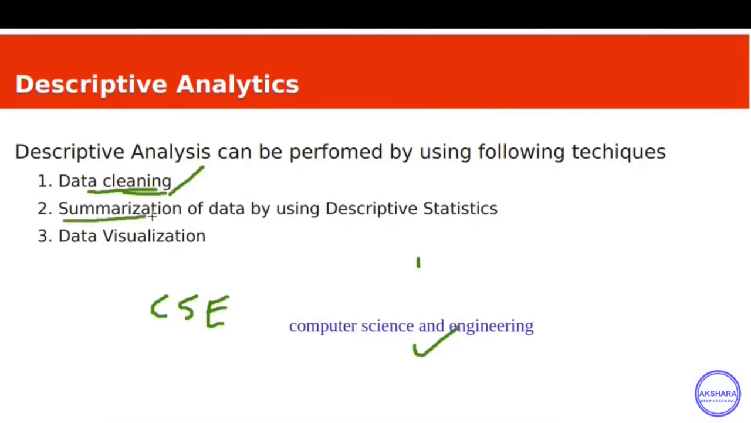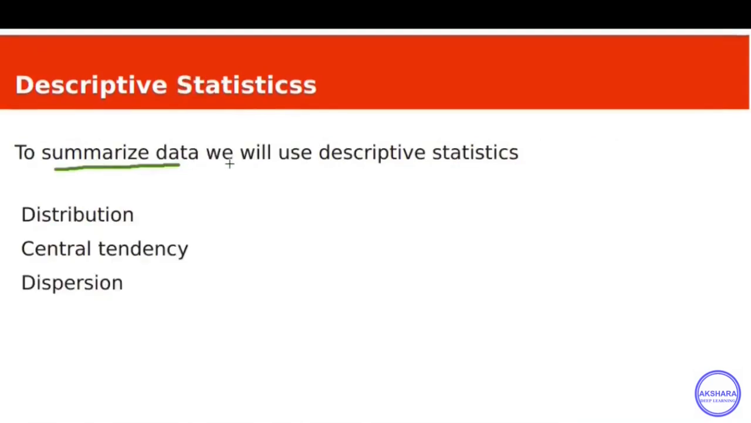Second one, summarization of data. Summarization of data can be done by using descriptive statistics. To understand this, suppose you are dealing with big data. If someone wants to go through raw data, it is a waste of time. So we need to have some values which can represent our data and can be understood easily. So we need some measures which can describe data. This can be done by using descriptive statistics.